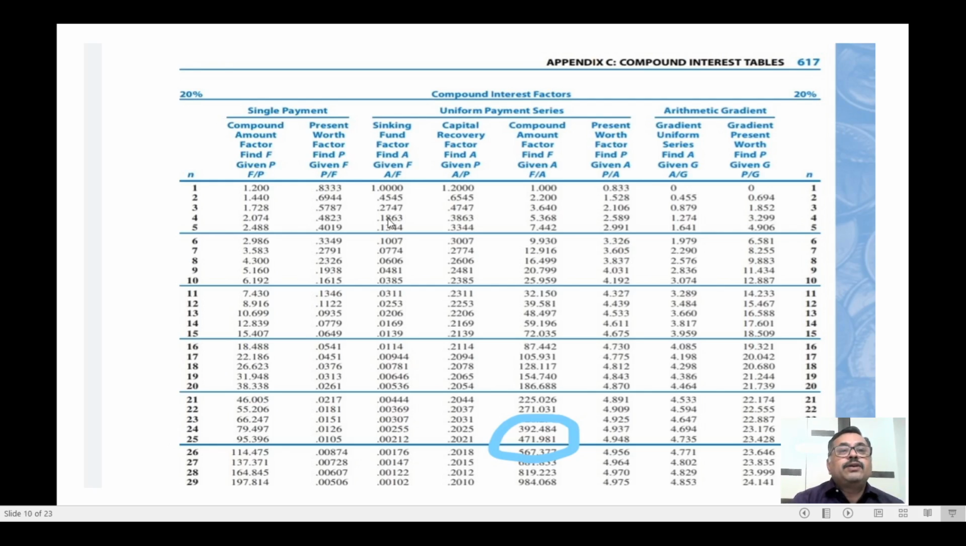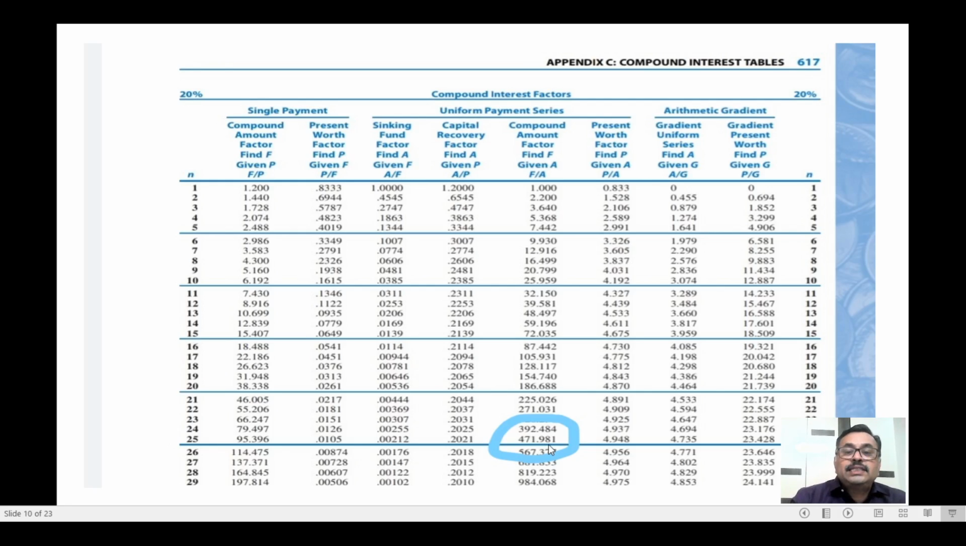This is the table that you can see here. This is a 20% interest rate. First you have to take up this 20% interest rate, and then what we have to calculate is F by A, that is future amount given A, that is A is given as 10,000 every year. So for that F by A, we have to go to this particular column. For what is the year that he is saving? He is saving for 25 years.